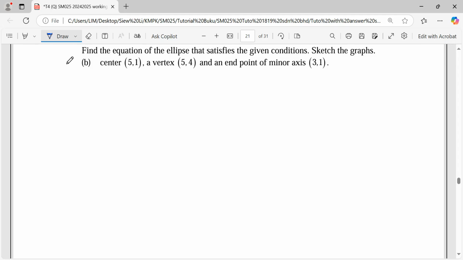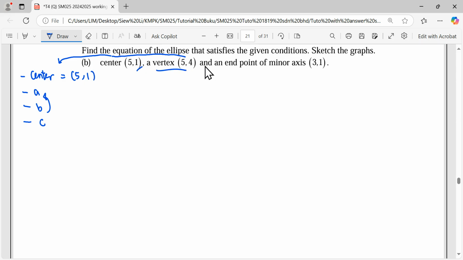Hi everyone. For this question, we're going to find the equation of the ellipse that satisfies the given conditions and sketch the graph. So when you need to build out the equation of an ellipse, we need the center, we need value A, we need value B. Of course, sometimes we need value C to help find our A and B. So it depends on the question.